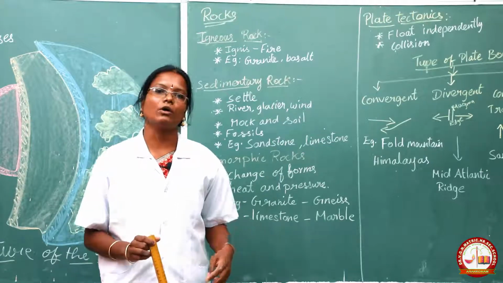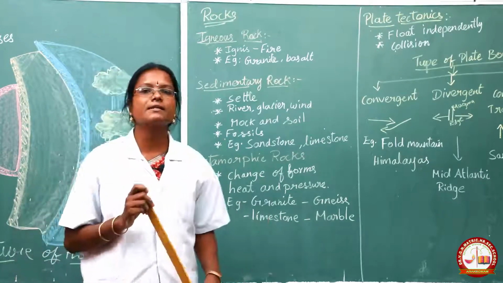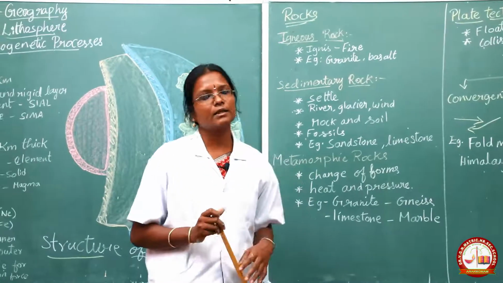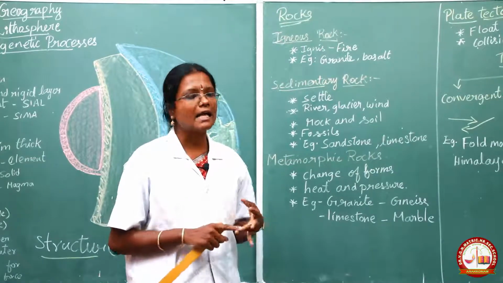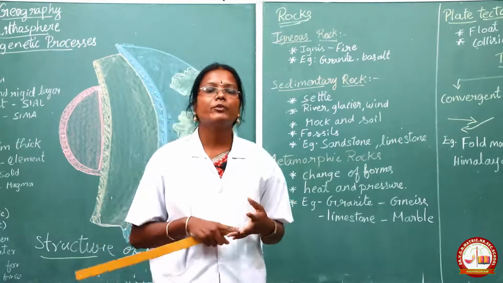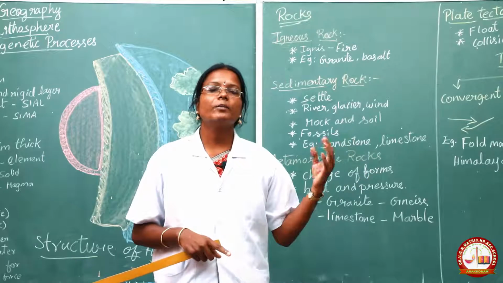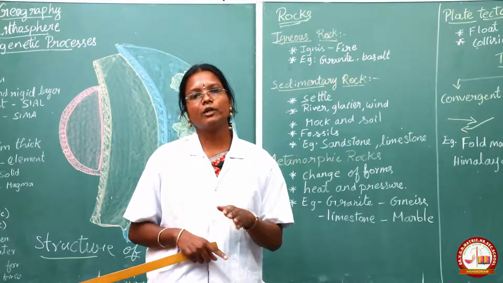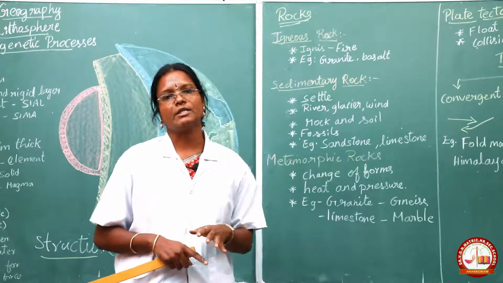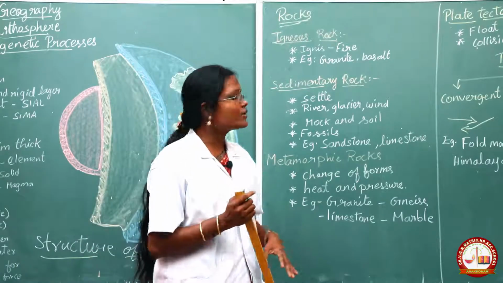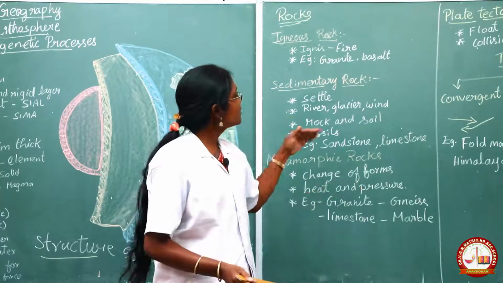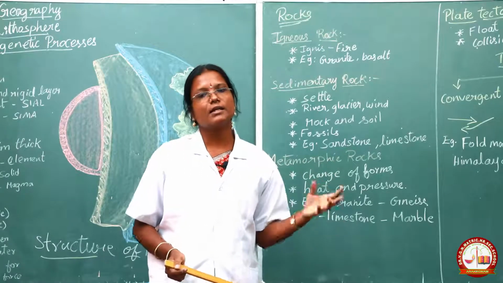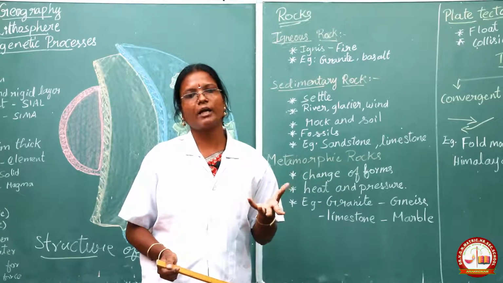The second rock is sedimentary rock. What does sedimentary mean? Sedimentary means settlement. How do the rocks settle? Due to erosion by river, glacier and wind, small bits of rocks and soil come down and settle in one place. That is called sedimentary rock. After a few million years, these sediments become solid and become rock.